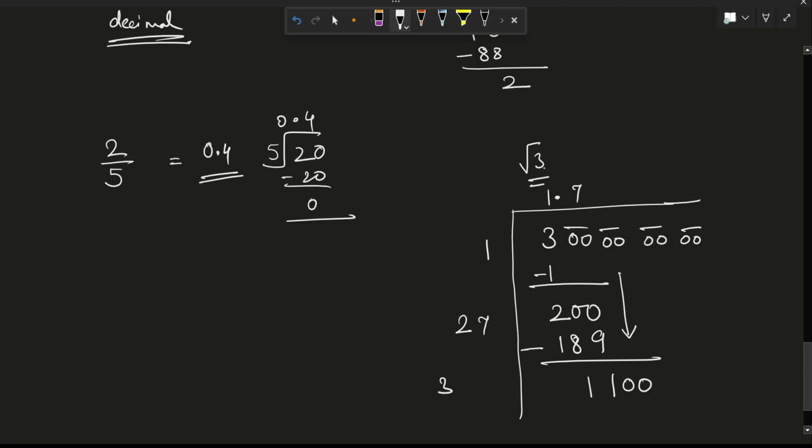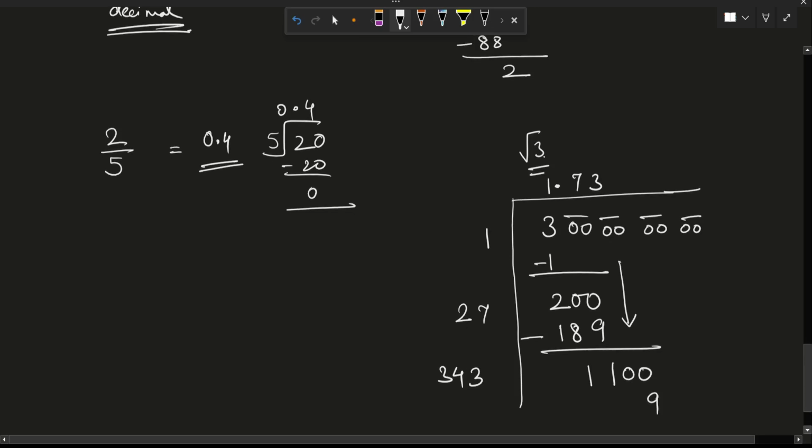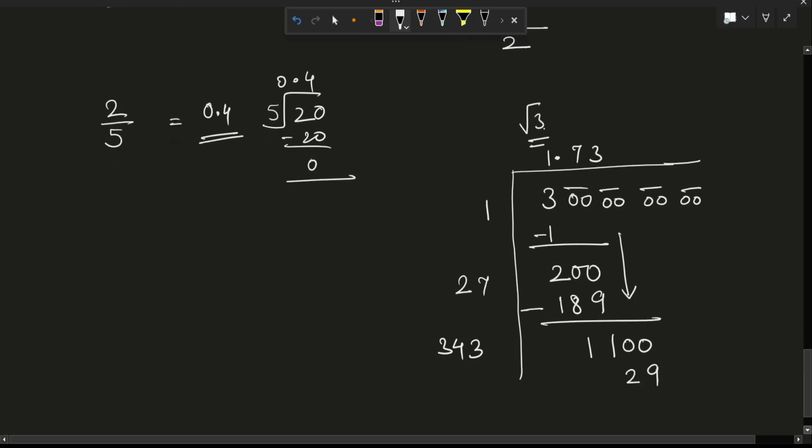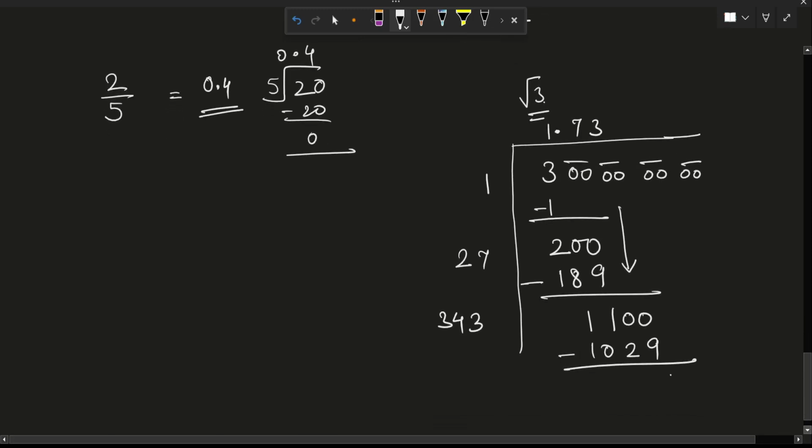Now bring down this whole pair, 0 0. Double of 17 is 34. Can we try with 3? 4 will be a bigger number, so let's try with 3. 3 threes are 9. 3 fours are 12, 1 carry over, 3 threes 10. So minus it. 10 minus 9 is 1. 9 minus 2, 7, and that's it. Bring down both the zeros now over here.